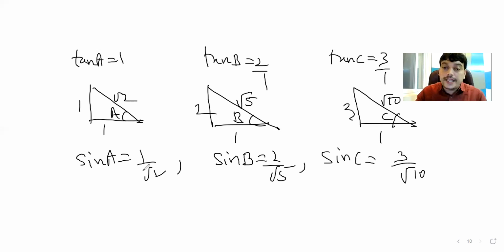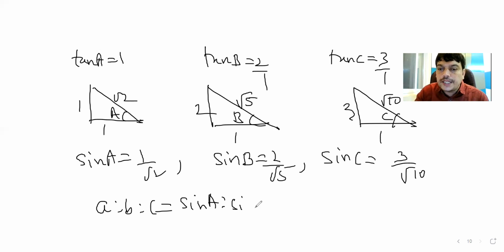So now we know sin A, sin B, sin C. So how do we find the ratio of a, b, c? A is to B is to C ratio, we already said, is the same as sin A is to sin B is to sin C. So what can we conclude from the sine rule? Ratio of sides equal to ratio of sine of the angles. That is what we can conclude.